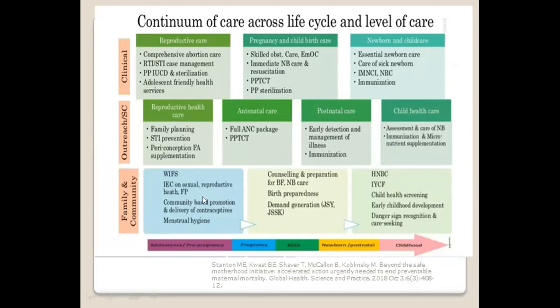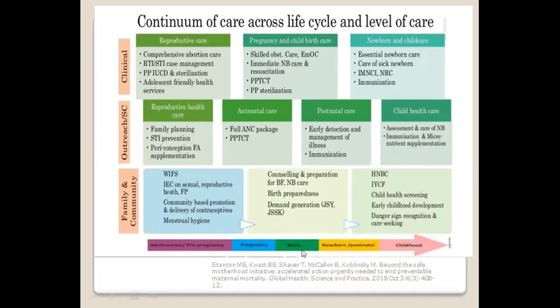At this level, the family or community care which is provided includes sexual reproductive health, community-based promotion, delivery of contraceptives, and menstrual hygiene. In outreach or reproductive healthcare, there should be family planning, STI prevention, and periconception folic acid supplementation. At the clinical site, reproductive care includes comprehensive abortion care, sexually transmitted or reproductive tract infection case management, IUCD insertion or sterilization, and adolescent-friendly health services.